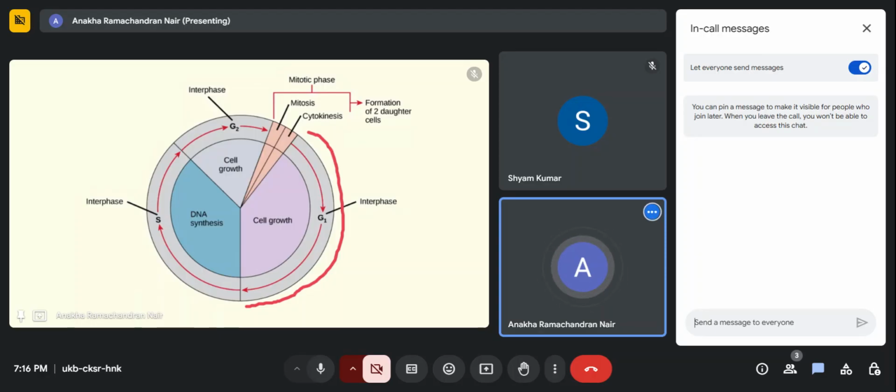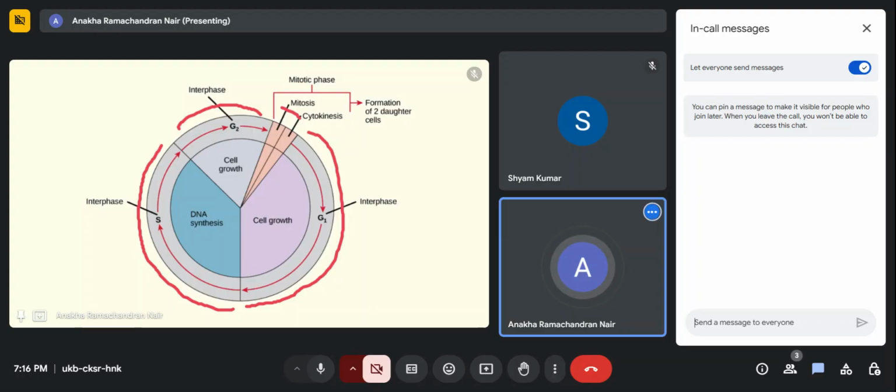This is followed by the S phase. This is where the DNA synthesis happens, and that is where the DNA is replicated so that when the cell further divides, it will have two copies of that DNA. Then this is followed by the G2 phase, where again further cell growth happens, and this is followed by mitosis, where the cell divides into two daughter cells, and again these two daughter cells go into the G1 phase, and that is the cycle that is followed.